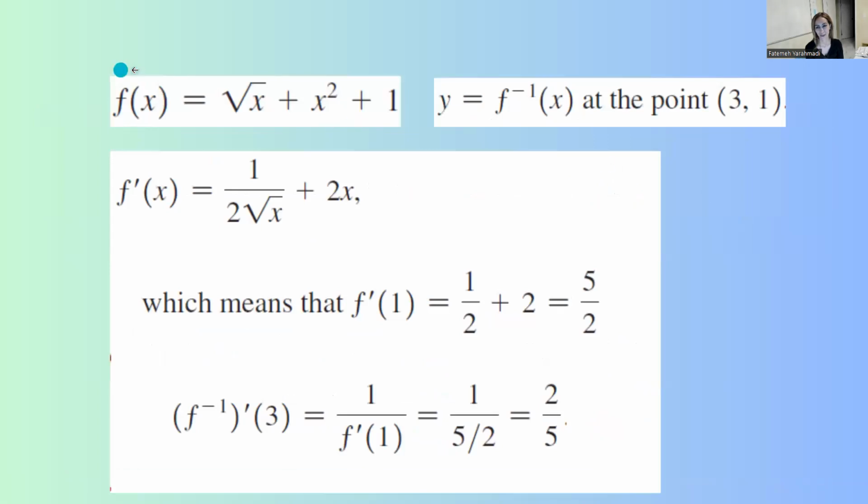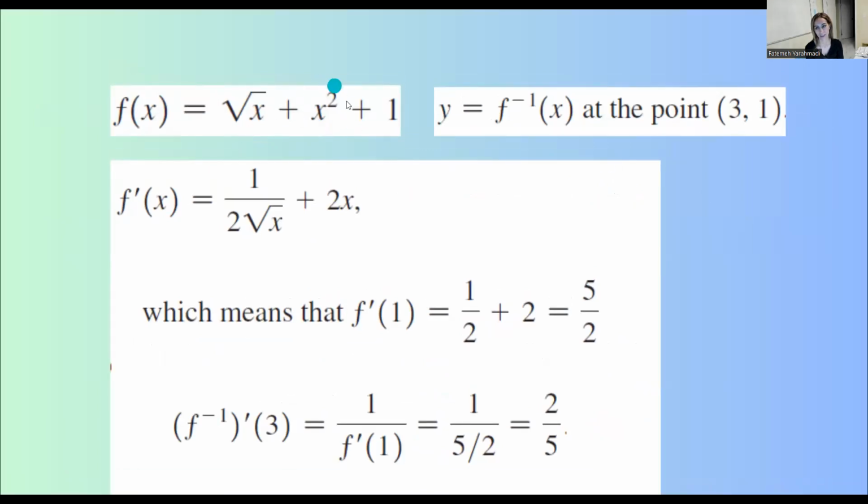Very good. So for the function itself, we have square root of x plus x squared plus 1. The derivative of square root of x is 1 over 2 times square root of x, plus the derivative of x squared, which is 2x, and the derivative of 1 as a constant is 0. So basically, the derivative at 1 — remember that this is the inverse function. This is basically your y, and this is basically your x. You switch these two. The derivative at 1 is equal to a half plus 2. So wherever you see x, you plug in 1, and it's equal to 5 divided by 2.